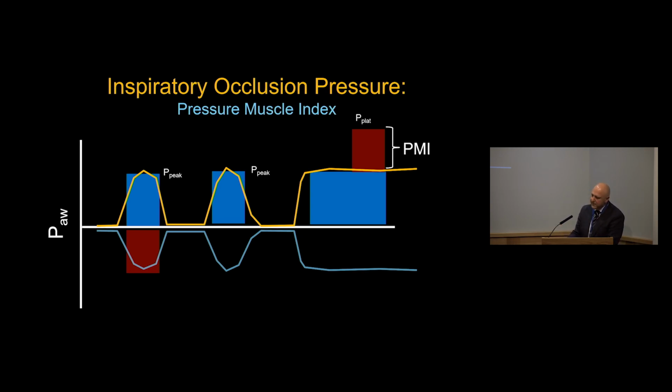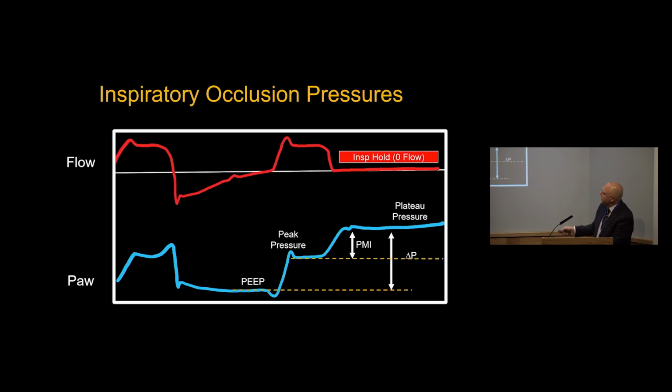And this difference, the difference between plateau pressure during spontaneous breathing and the peak, which is basically your peak pressure before the plateau, is called the pressure muscle index. I'll show you in a second. Don't be scared by the names. Essentially, this is what it looks like.